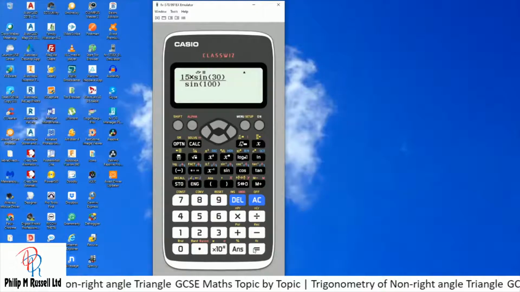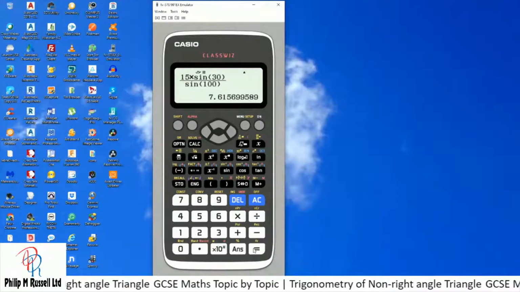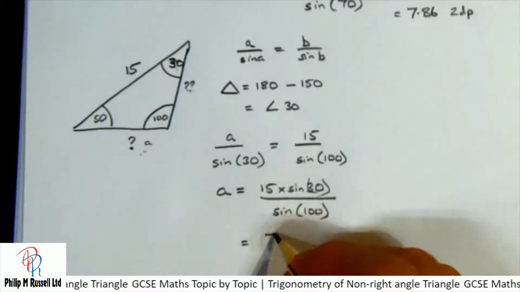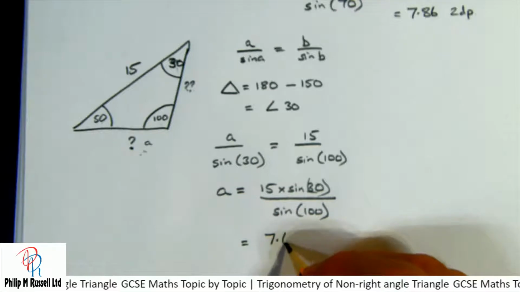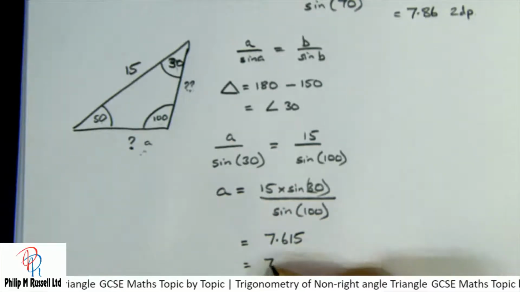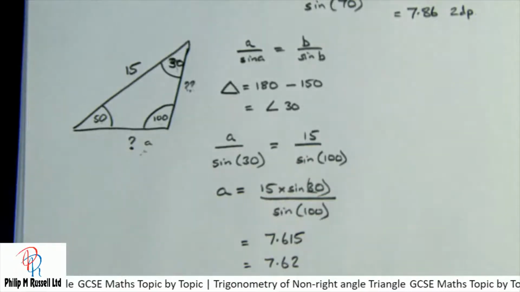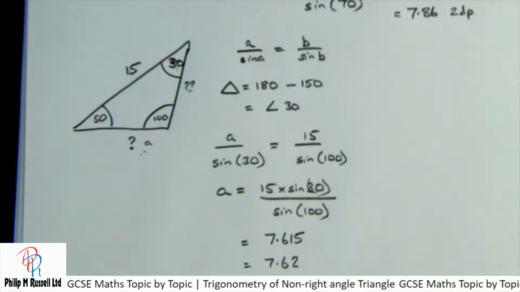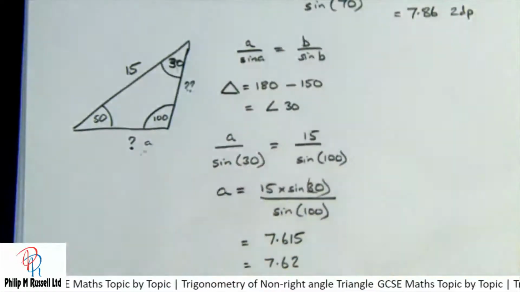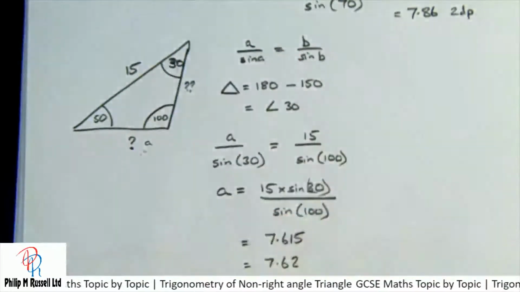Right, let's press our answer, and there we have it. 7.615, which is going to give me 7.62 centimeters for its length. So that's the sine rule, having a look at a couple, and that one with something a little bit nastier thrown in.